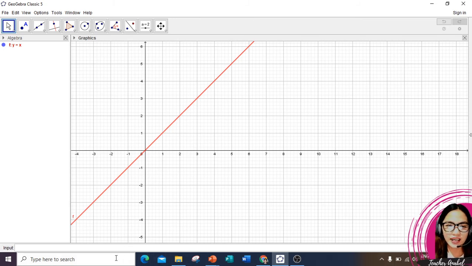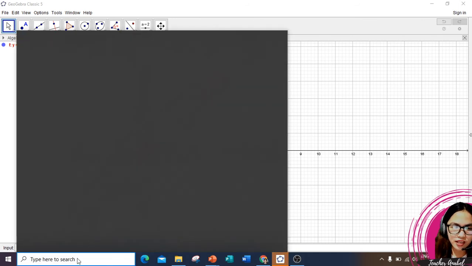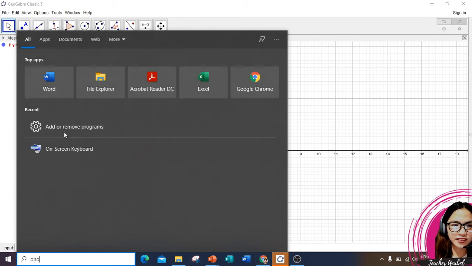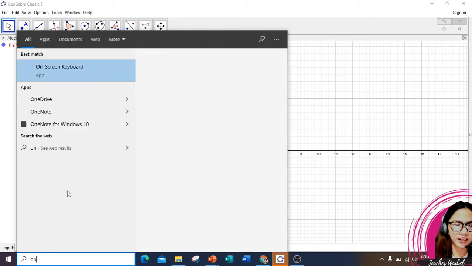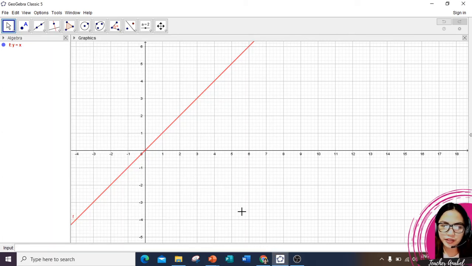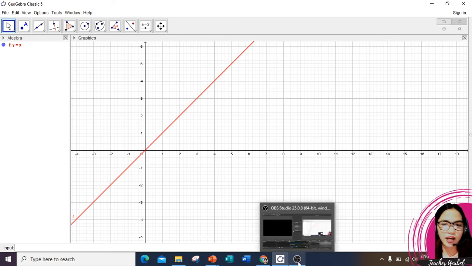Okay, sorry. I have a problem with my keyboard. Let me use the on-screen keyboard. Okay. Sorry. On-screen keyboard kasi lobat na ata yung keyboard ko. I'm actually using an external keyboard. Okay, let us just wait for the keyboard now.